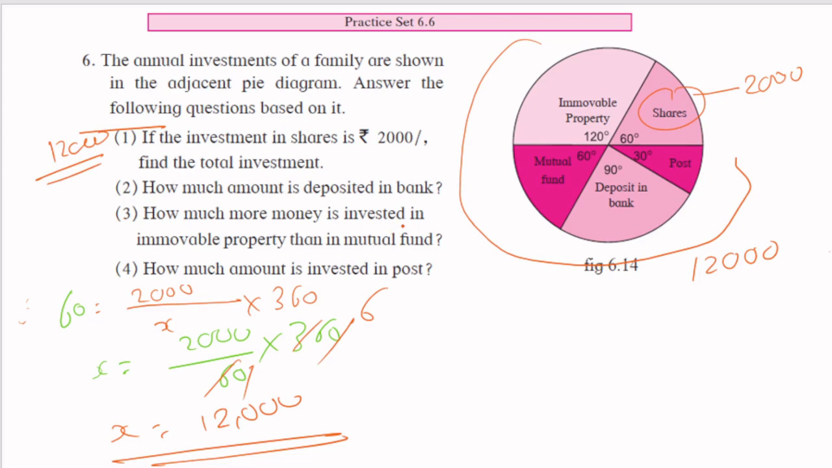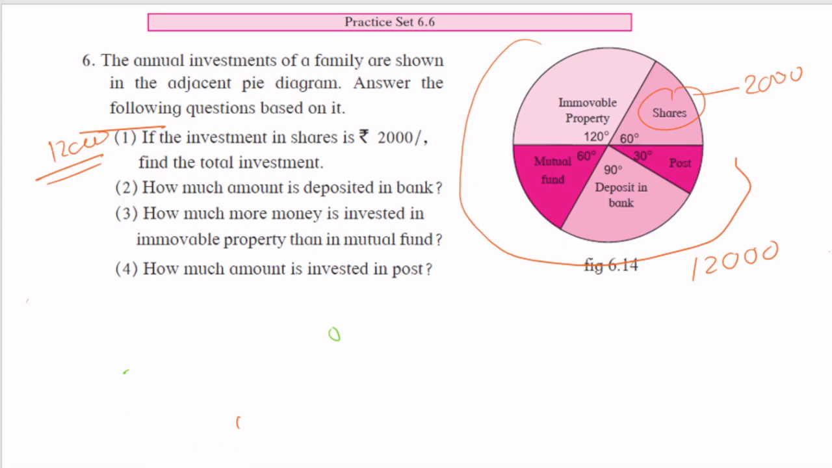How much amount is deposited in the bank? Now we got the total, 12,000. Now they're asking how much amount is deposited in the bank. What value do you have to change in this case? The angle for sure. This time x is something different. Let's erase this completely and write the formula again just to not get confused. The angle this time for the bank is 90, equal to x, which you have to find, divided by the total 12,000 into 360.